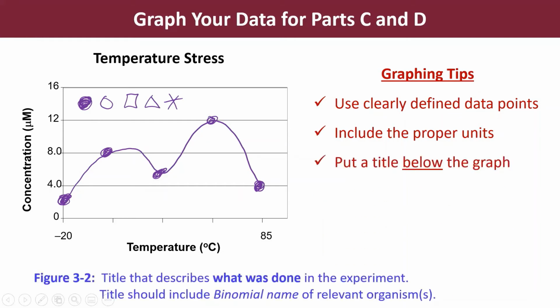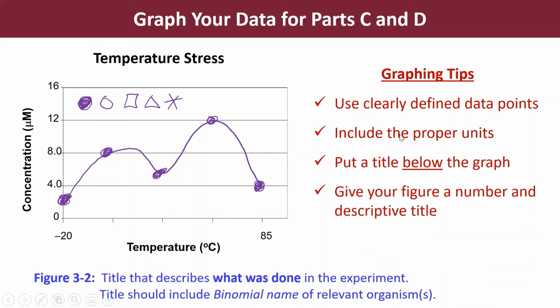Number 3, put a title below the graph. So in Biology 107, a graph or a figure are the same thing. They're all called figures, and figures have the titles below. A table is a different thing. A table has a title above it. So a figure title is below, and that figure title is going to have a number.